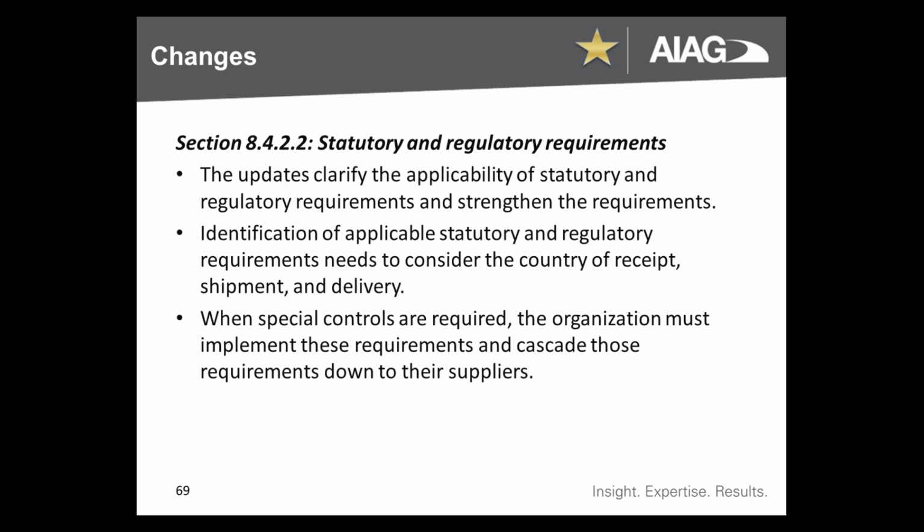The organization has to have a documented process to ensure that purchased products, processes, and services conform to the current applicable statutory and regulatory requirements in the country where the purchased products are received, where they're shipped, and in the customer-identified country of destination, if it's provided. If your customer defines special controls, the organization has to implement these requirements and cascade them down to their suppliers regarding statutory and regulatory requirements.